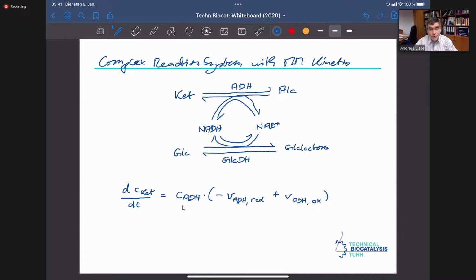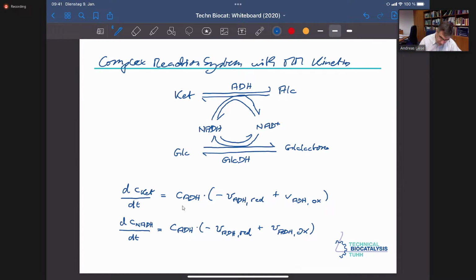And if you're now considering the cofactor, it's the same approach, therefore the term becomes a bit bigger. So once again, we would now want to describe the concentration change of NADH by time. Then it will be the same term we just had. So concentration of ADH for the substrate, second substrate, its rate of ADH minus for the reduction, plus the rate of the ADH in the oxidation mode, what is the reverse reaction.